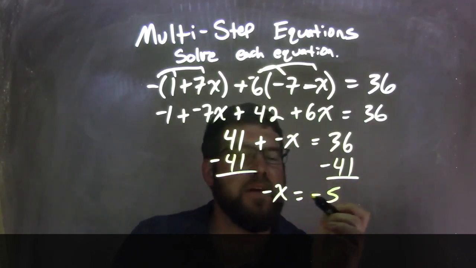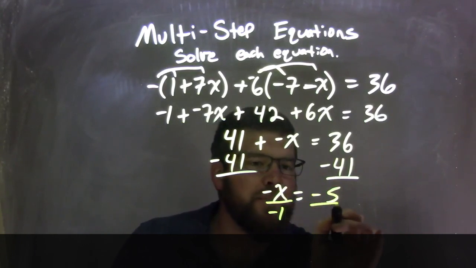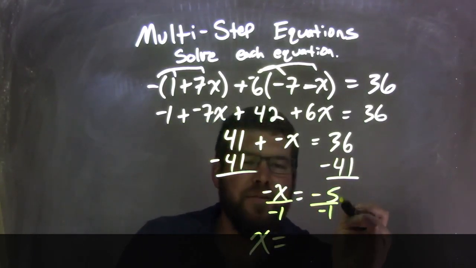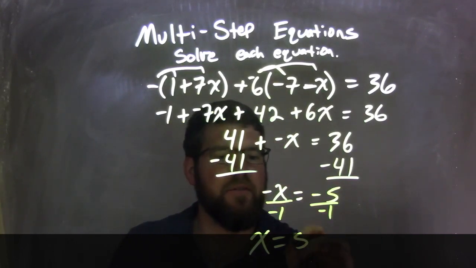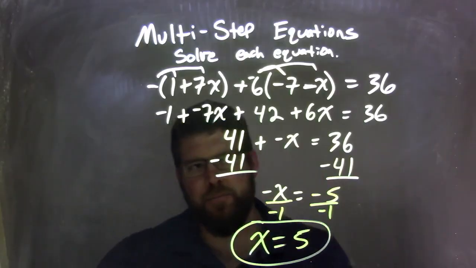And so we have negative x equals negative 5. Well, multiply or divide both sides by negative 1. Get rid of that negative, get x by itself, and so we have positive x equals negative 5 divided by negative 1, which is a positive 5. So I have x equals 5 as my final answer.